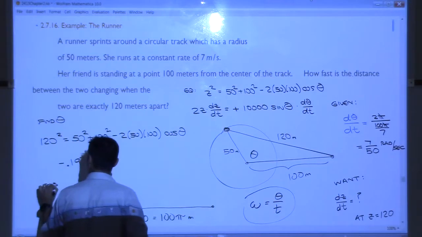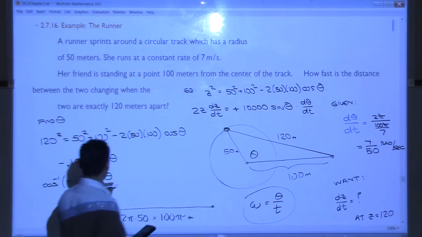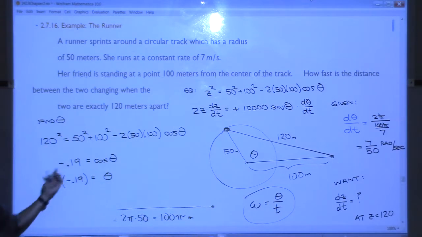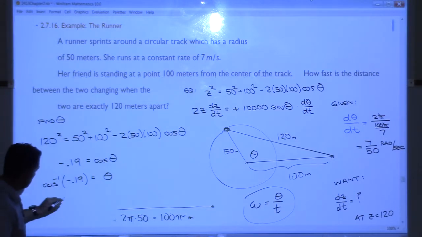So I'm going to do arc cosine on the left and arc cosine on the right, but when you do arc cosine on the right, it kills off the cosine. So inverse cosine on both sides. And then for this, I'm going to use my calculator, and I'm going to make sure I understand what mode I'm in. I'm going to be in radian mode, so whatever the answer is here is going to be in radians. Am I in radian mode? No, I'm not in radian mode. So arc cosine of negative 0.19, I get something like 1.76.